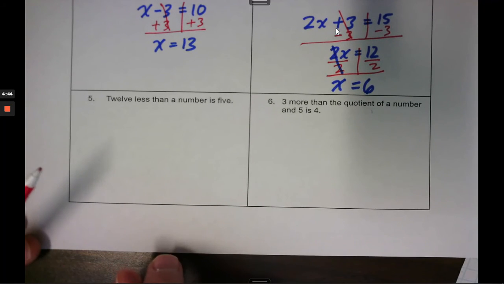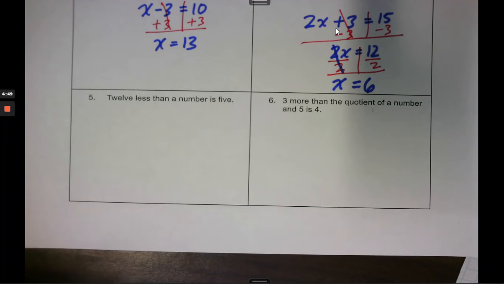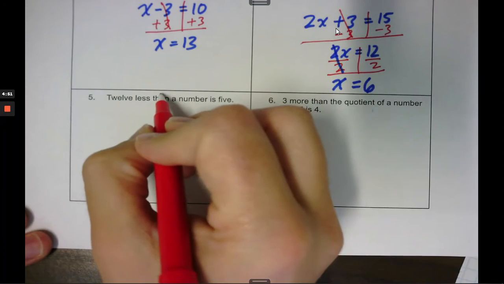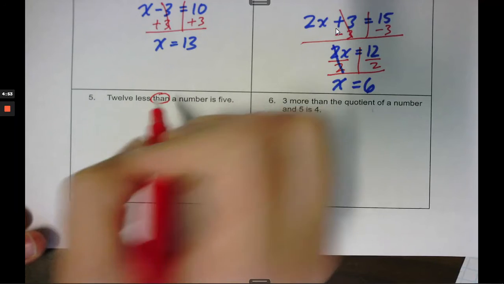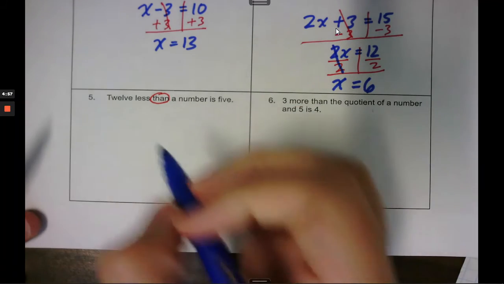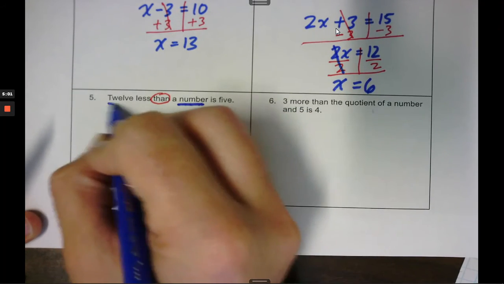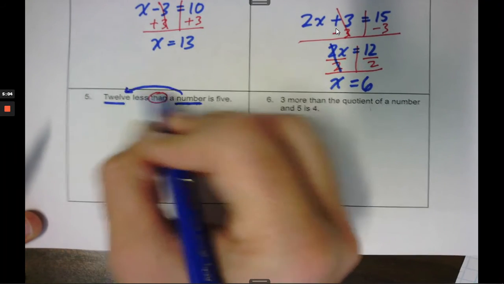Alright, number 5. 12 less than a number is 5. Important word here, I'm going to circle it in red, than. Okay, that's one of those turnaround words that your teacher has mentioned to you. So 12 less than a number means I'm going to take a number and 12 and I'm going to swap places.